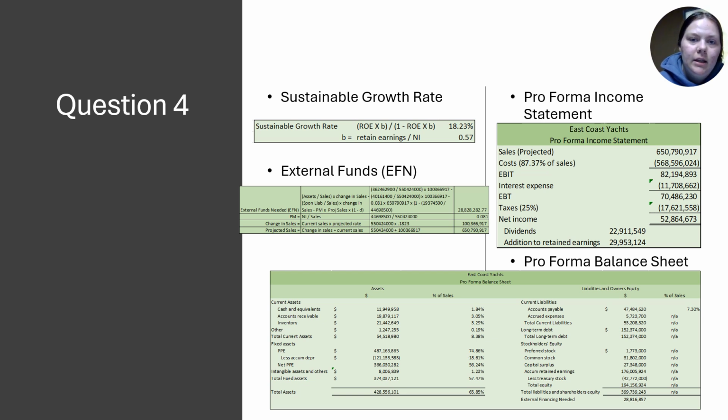So first, I calculated the sustainable growth rate, which I used the ROE that I calculated previously, and then calculated b by taking the retained earnings and dividing it by net income, which gave me an 18.23% growth rate.